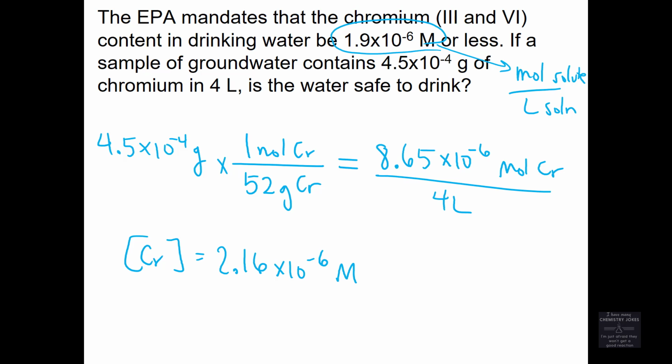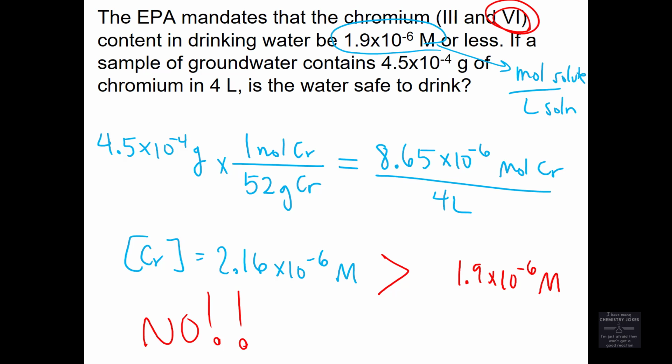Compare that to our given quantity of 1.9 times 10 to the negative 6 molar. Which number is bigger? Blue one, red one. Blue one is bigger. No, don't drink that water. Hexavalent chromium, that's chromium 6. Not safe to drink, for sure. Don't do that.